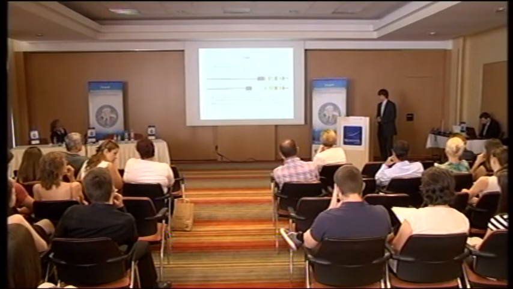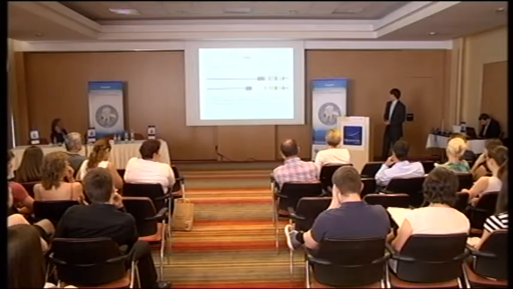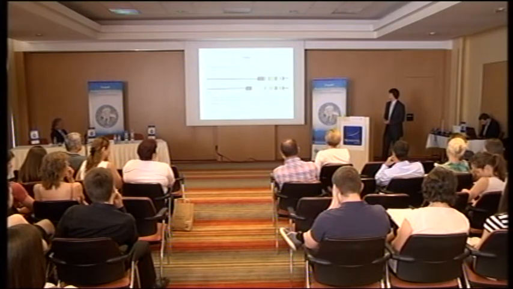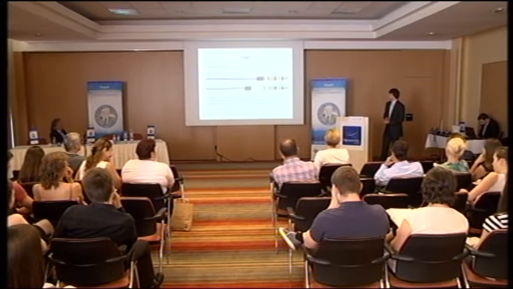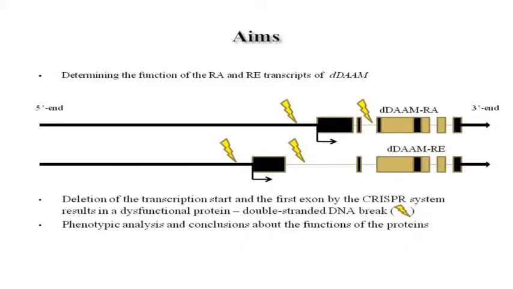Our aim is to study the function and expression of the RE and RA transcripts of the Drosophila Dam gene. To help these functional studies, I want to create deletion mutants by a CRISPR system. We can induce double-stranded breaks in the DNA with this system. And after mutagenesis, we analyze the phenotypic changes and make conclusions about the functions of these isoforms.